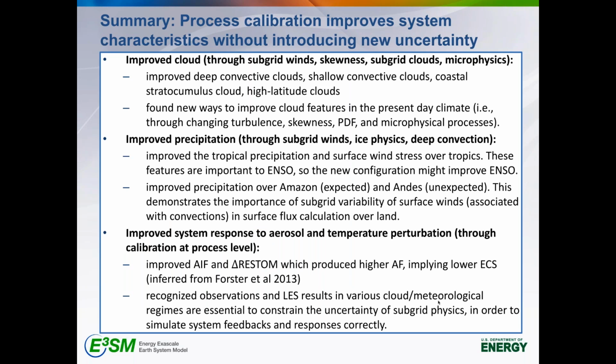So in summary, I've improved the clouds through subgrid winds, skewness, and subgrid cloud microphysics. I've improved the precipitation through these processes. And I've improved the system response to aerosol and temperature perturbation through calibration at process level. And I think we need more observations and LES results in various regimes to constrain this uncertainty of subgrid physics in order to simulate system feedbacks and response correctly.